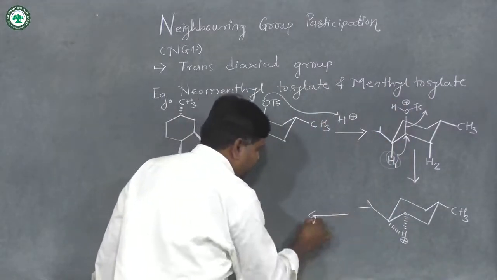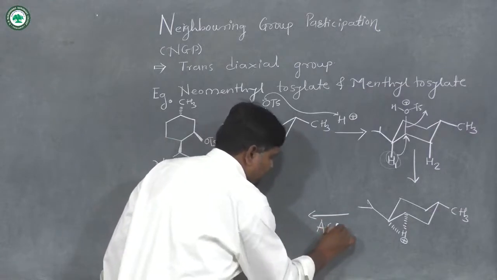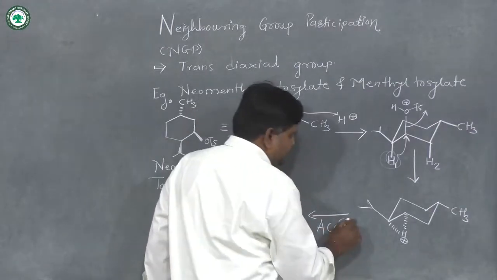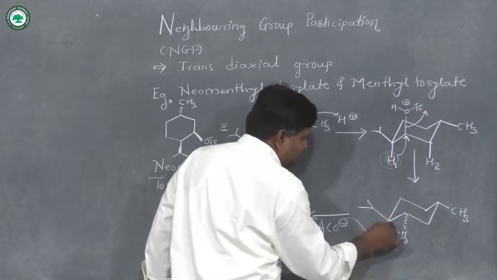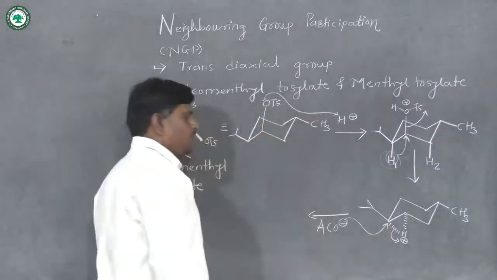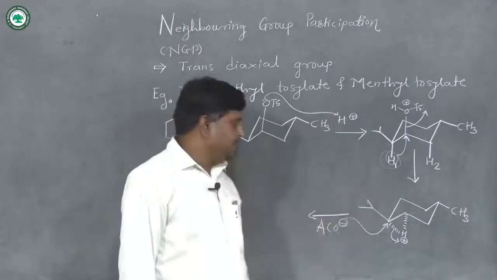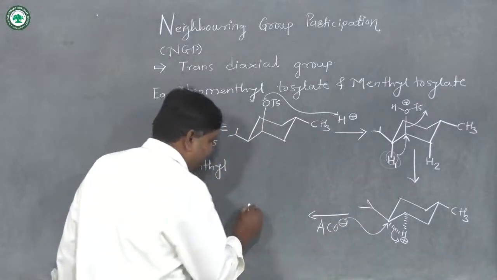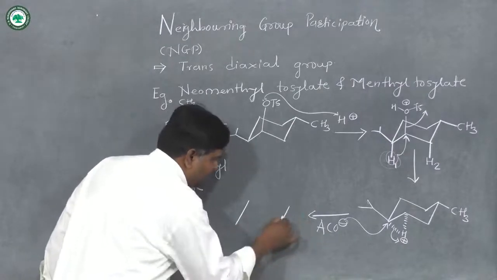And after that, the acetate ion will attack on the tertiary carbon atom, and this hydrogen will shift from tertiary to secondary. Okay, and we get here our final product.